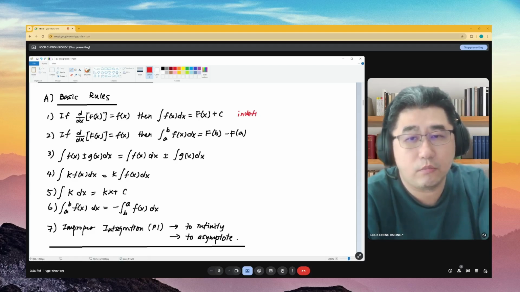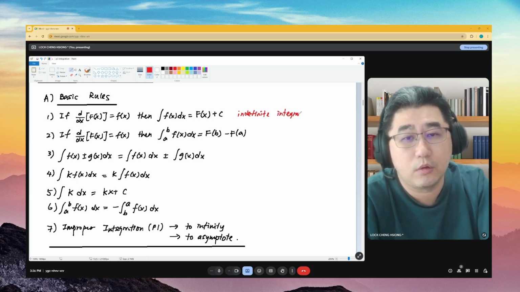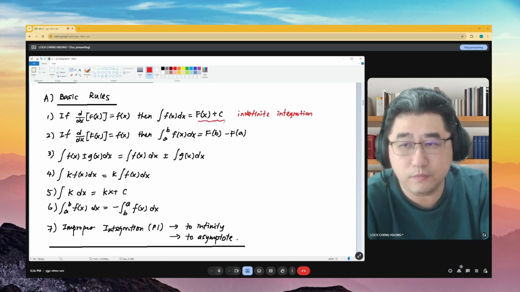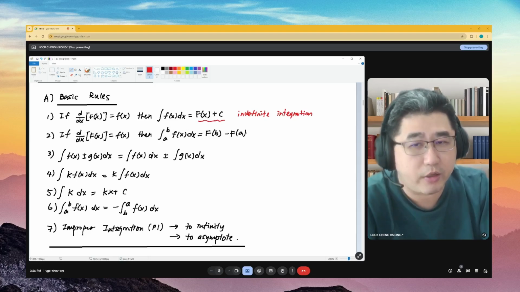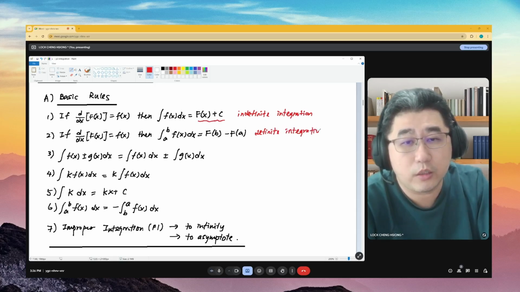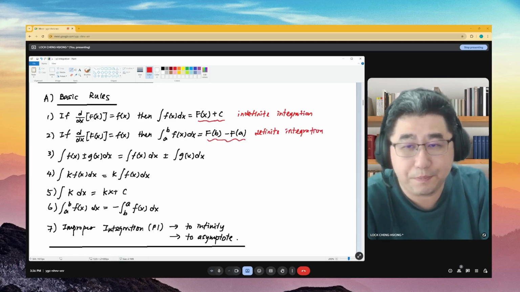The answer is always an expression. Number two, if d/dx of capital F equals small letter f, then the integral of f from a to b equals capital F(b) minus capital F(a). This is what we call definite integration. The answer that you get is a number.